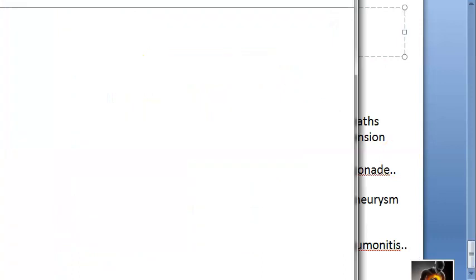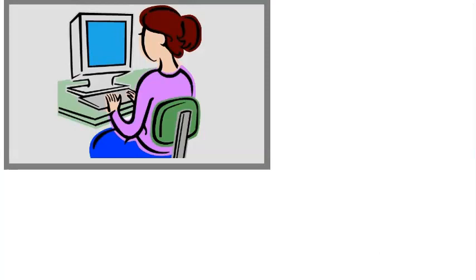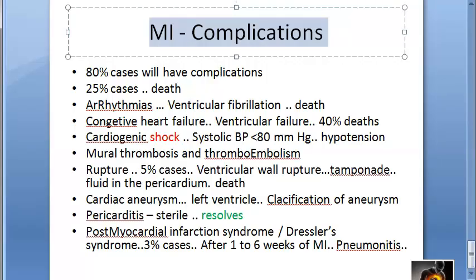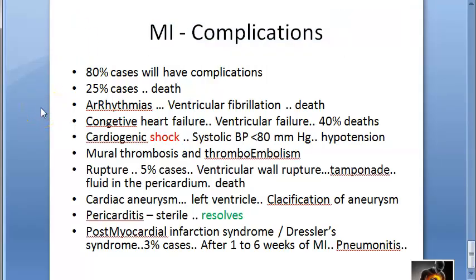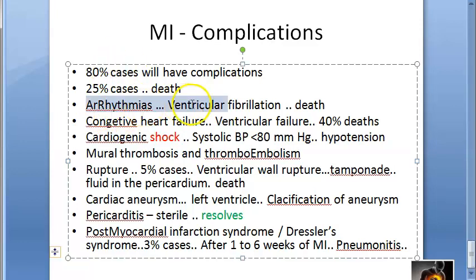So basically what did you study in this video? You have studied the complications of myocardial infarction. So many of them, in 80% of myocardial infarctions there can be complications. These complications themselves can lead to death. Okay. So basically arrhythmias can happen, ventricular fibrillation can lead to death. Congestive heart failure like ventricular failure can lead to 40% death.